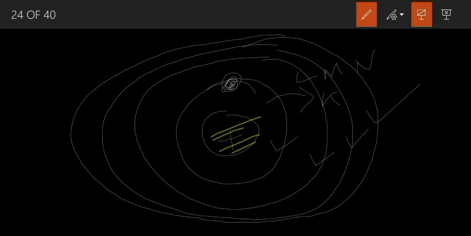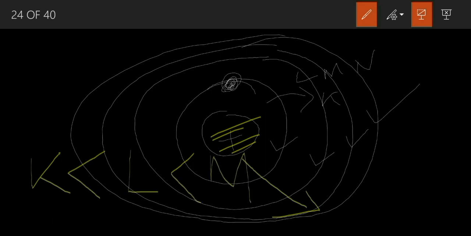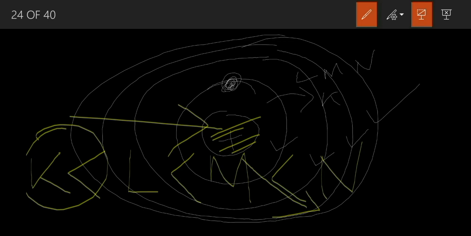This is the nucleus. As we go away, the energy increases. Like K's energy is less than L, which is less than M, which is less than N. So the lowest energy is of K and it increases this way. So this was what Bohr said.